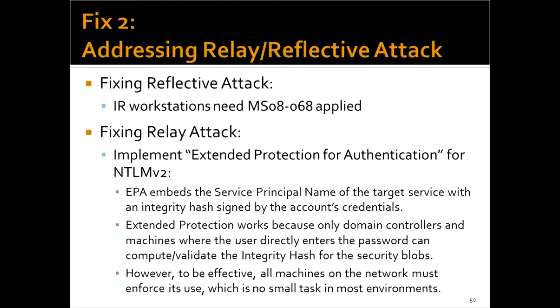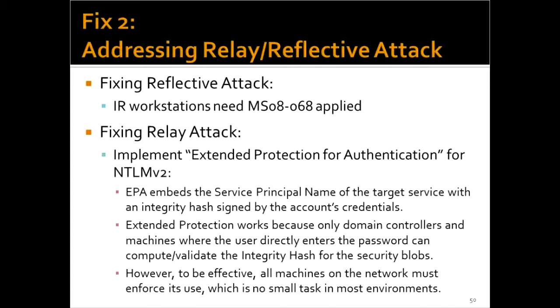So by signing it with the account's credentials, if the request gets to the rogue server, it can't take that request and forward it on to a third server, because it was created with the service principal name of the rogue server, not the third server. The third server would see it and say, oh, I've got to drop this, it's not for me.